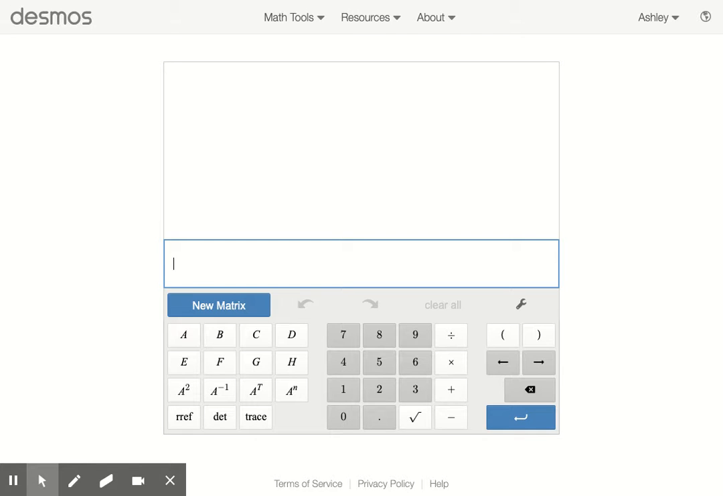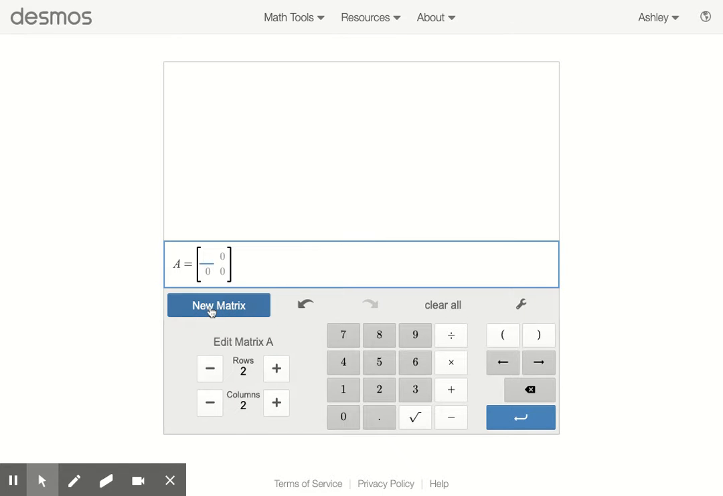All right, guys, so today we're talking about the inverse matrices. Okay, so all you have to do is type in your information.